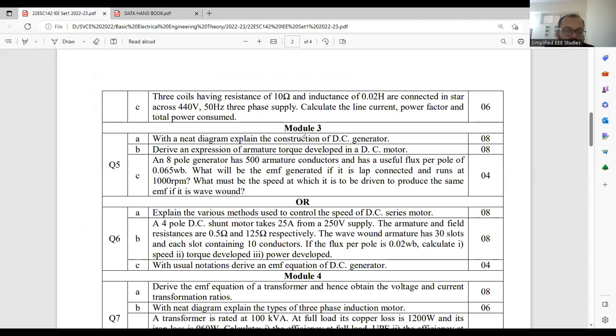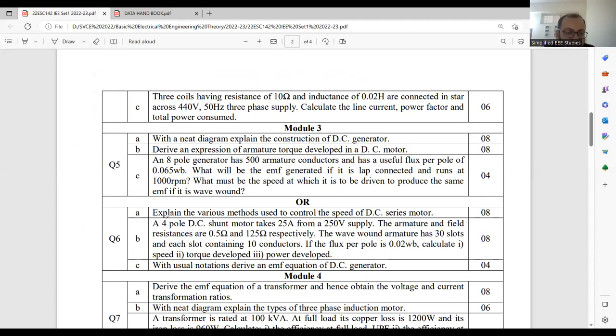So these two things you can manage very easily. Okay. Next are the questions related to the EMF equation. Already shown, you know. So you have to mention the formula: E is equal to Z n phi by 60 into P by A. Directly you can mention. Fine.